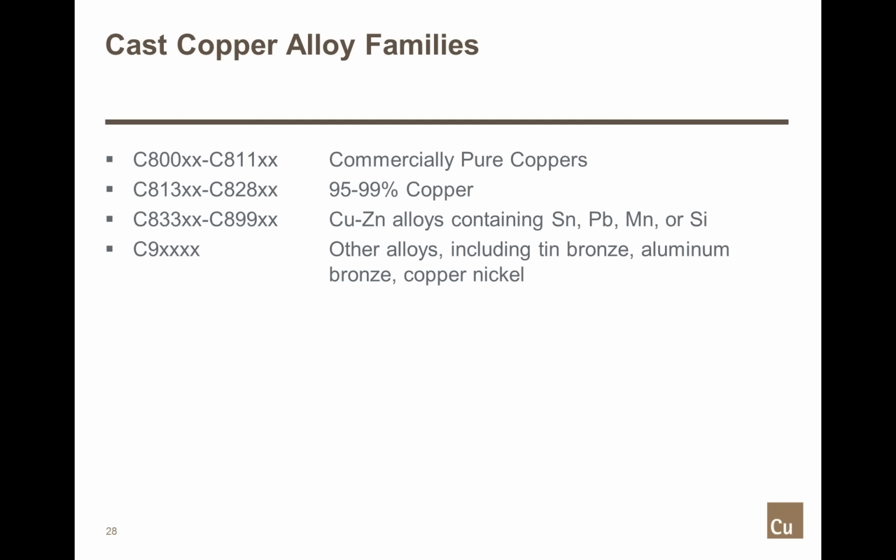And the C94X series are other alloys, including tin bronzes, aluminum bronzes, and the copper nickels in that group. These are all casting alloys, and they would be used in foundries of various types. Well, I've been asked to go through a few examples and uses of copper alloys.